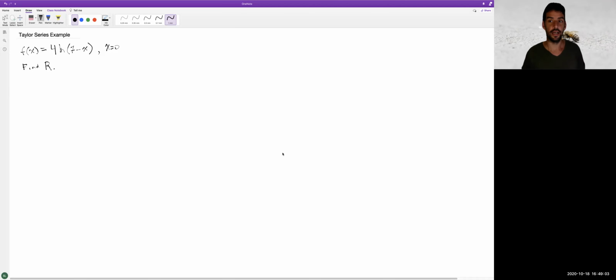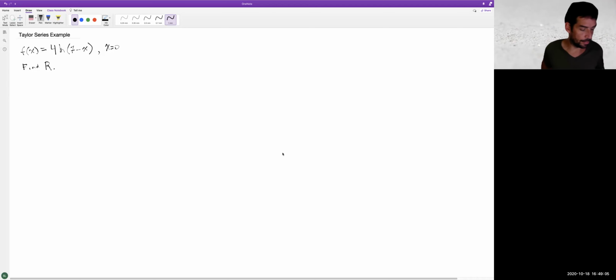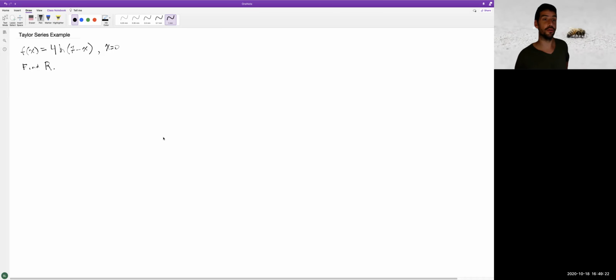Hey everybody. I want to do one more example of finding a Taylor series. In this case, we're finding the Taylor series for f of x equals 4 natural log of 7 minus x, and we're going to find it at x equals 0. Sometimes people call that a Maclaurin series, but it's still just a Taylor series. It's just the ones located at 0, built around 0. And then we're going to find r, the radius of convergence.